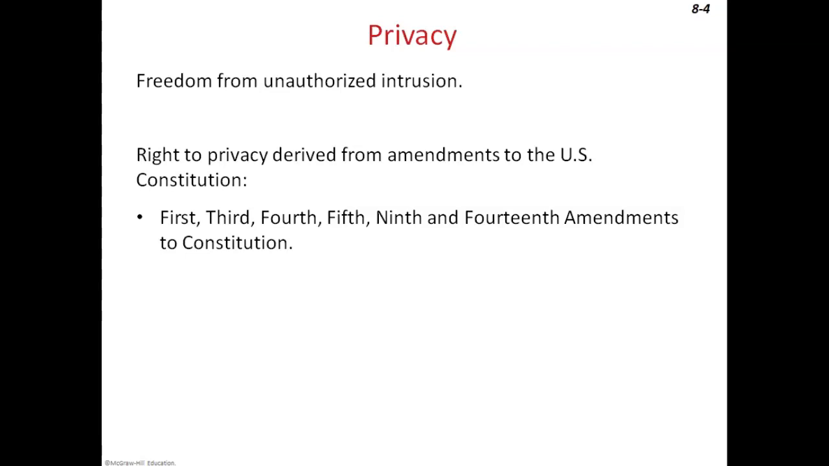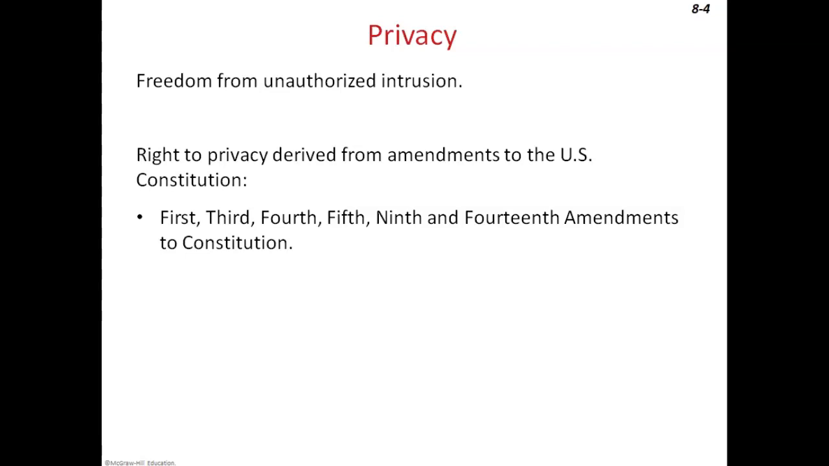Contrary to popular belief, the term privacy does not appear in the U.S. Constitution or Bill of Rights. However, the right to privacy is derived from the amendments to the U.S. Constitution. The First Amendment: Congress cannot prohibit or abridge free speech, and the government cannot fund or show preference for or discriminate against any religion.